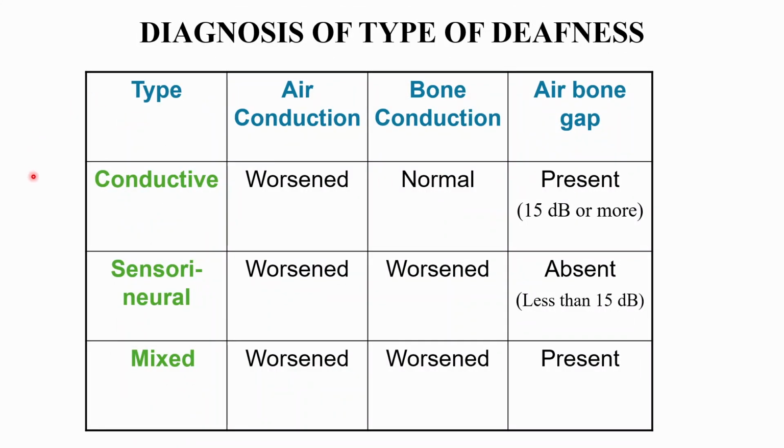So in this chart, for conductive deafness, the air conduction will be worsened or bad, while the bone conduction will be normal, and the air-bone gap will be 15 decibel or more. For sensorineural deafness, both air conduction and bone conduction will be worsened, and the air-bone gap is less than 15 decibel. For mixed, both air conduction and bone conduction will be worsened, which is the element of sensorineural hearing loss, and an air-bone gap of 15 decibel or more is present, which is the feature of conductive hearing loss. So in mixed, both features of sensorineural and conductive will be present.